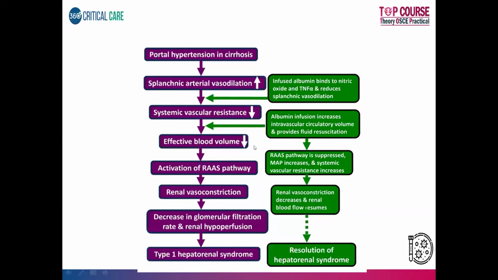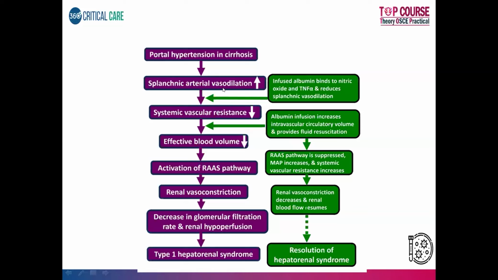Now, I think we have already discussed the pathophysiology of HRS in our previous classes. The most important thing in HRS pathophysiology is that portal hypertension in cirrhosis may lead to increased splanchnic arterial vasodilatation, which causes decreased systemic vascular resistance, leading to decreased blood volume, which leads to activation of RAS, renal vasoconstriction, decrease in GFR, and hepatorenal syndrome.